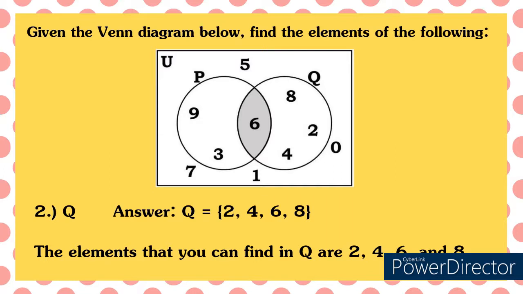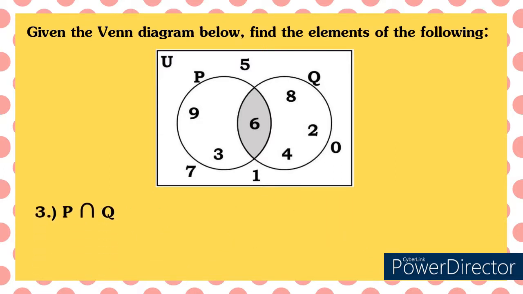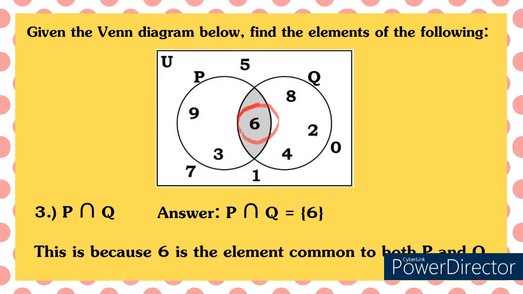How about number 3? Find the intersection of P and Q. Ano ba ang elements na makikita natin kay P and also kay Q? And that is only 6. Very good. This is because 6 is the element common to both P and Q. Right?